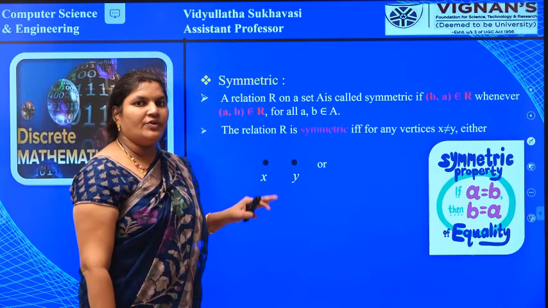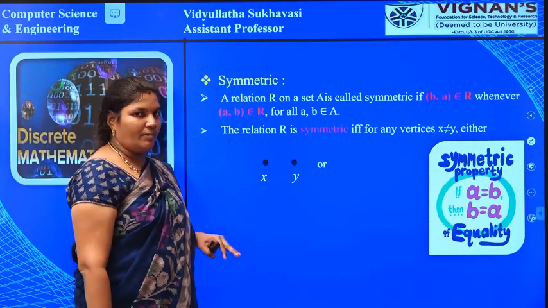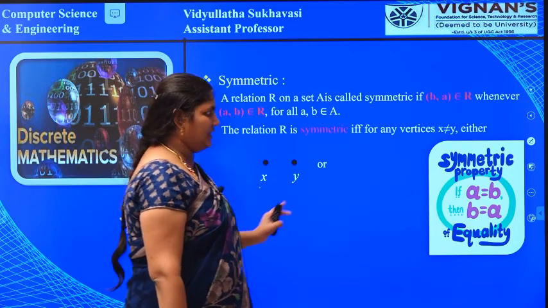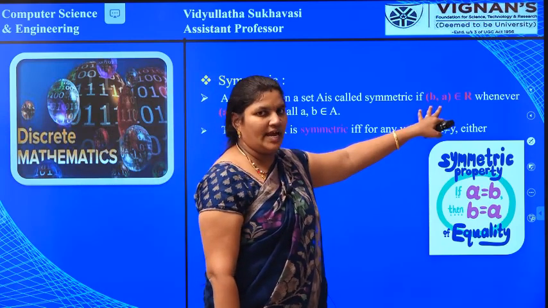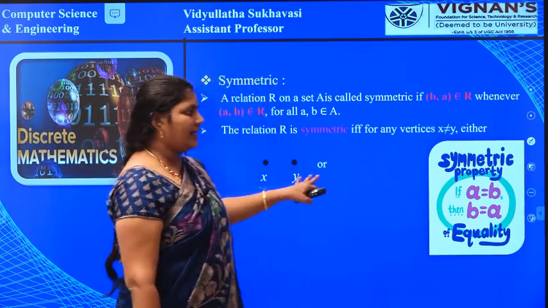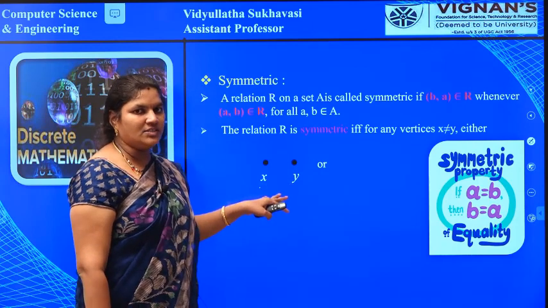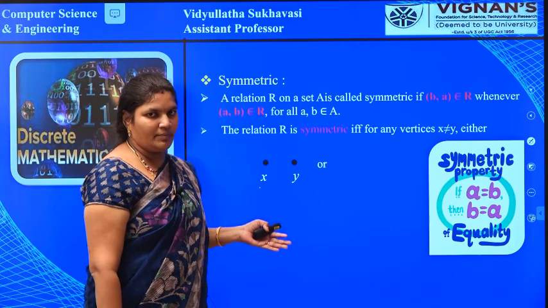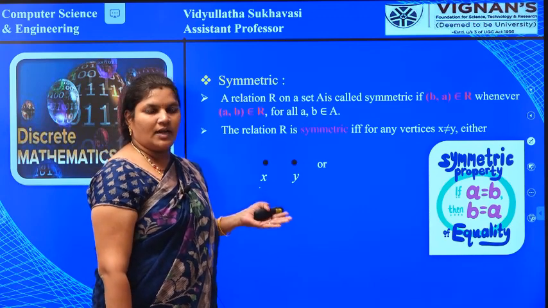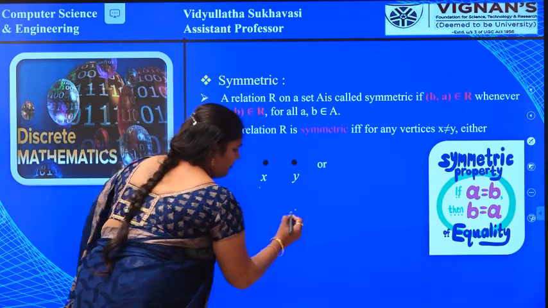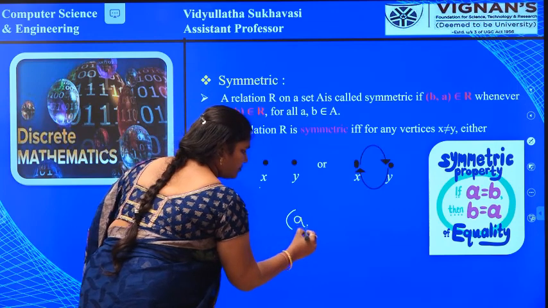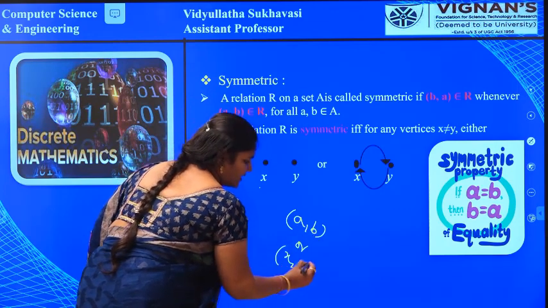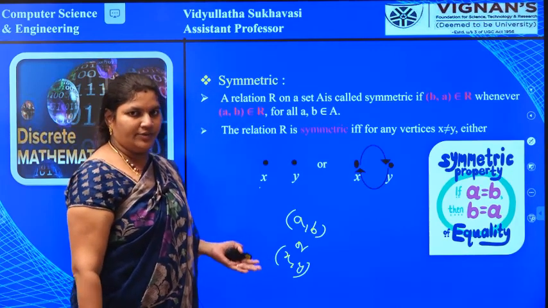In graphs, how are we going to represent the symmetric property? Here, why have we taken x and y? We have seen the definition in terms of A and B, and here we are taking x and y also. We can represent the ordered pairs as A comma B or as x comma y. Any representation we can use.